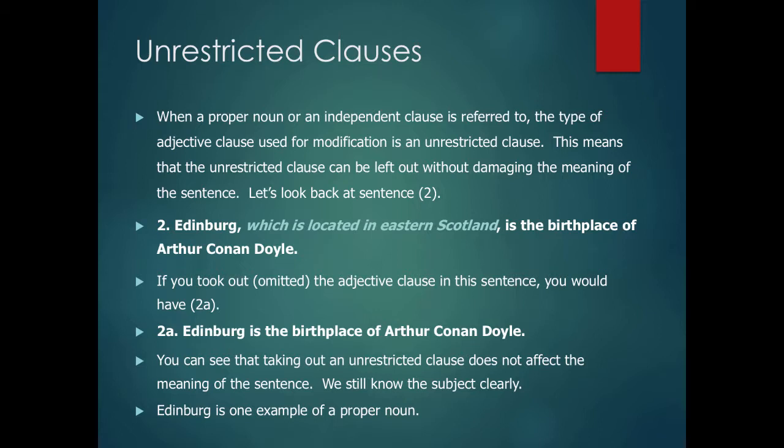We would be missing Edinburgh's location, but that's not the main idea of the sentence here. The main information here is to let us know where Arthur Conan Doyle was born. So in other words, this information between the commas, which is located in eastern Scotland, is considered additional information.